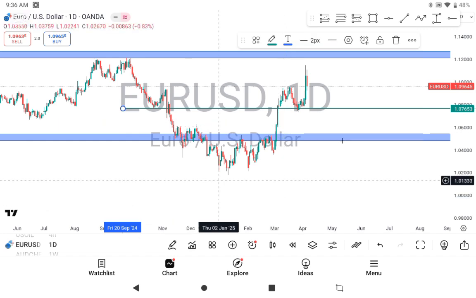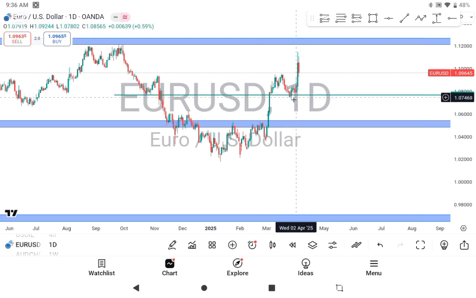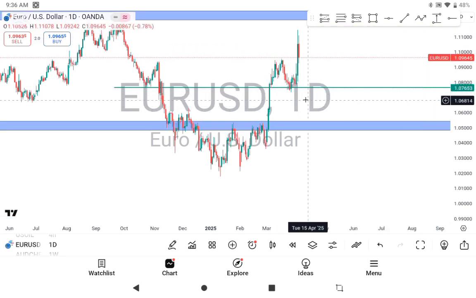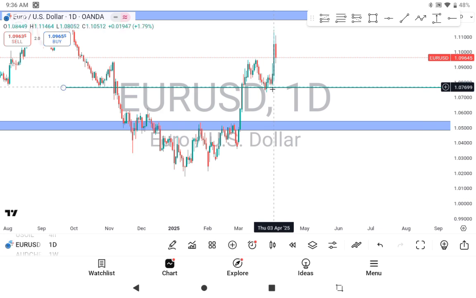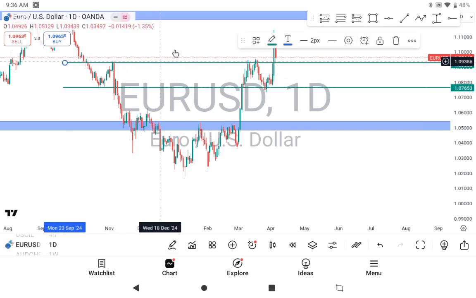Yes, due to this support level, price was unable to what? To break below, to come test this outer part. In my last video on Euro USD before this one, I said that if Euro USD can break below this support level, Euro USD is coming right here. But that did not happen. Euro USD just sustained on this support level and pushed back up. This is acting as a support level, and this is also acting as a resistance level right here.